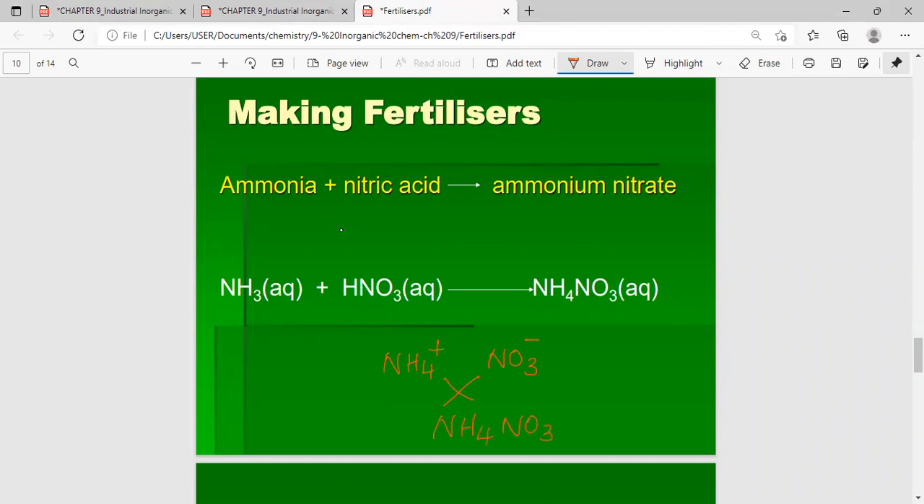NO3. I think this reactant part won't be much of a problem, but you must know the formula for nitric acid and sulfuric acid. If you do not know, then you will have problems writing this equation. So for ammonium nitrate, once you know the symbol for the ions, you can write the formula.